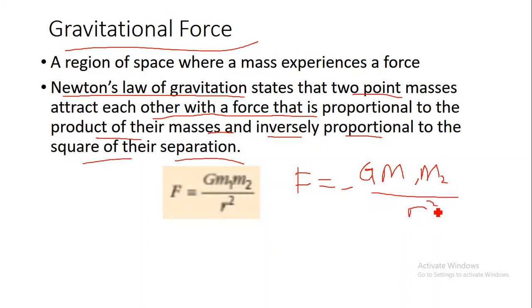This means that for everything in the universe, whenever they have mass, for example, you have a mass of maybe 50 kilograms, and your laptop has a mass of maybe 1 kg. Whenever two things in the universe have mass, they will have an attractive force. That means there will be a force that attracts you and your laptop to become closer and closer. So this is Newton's law of gravitation.